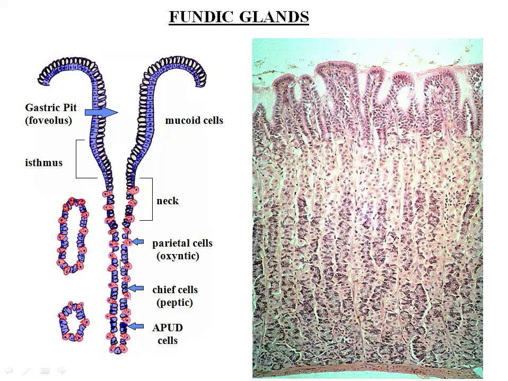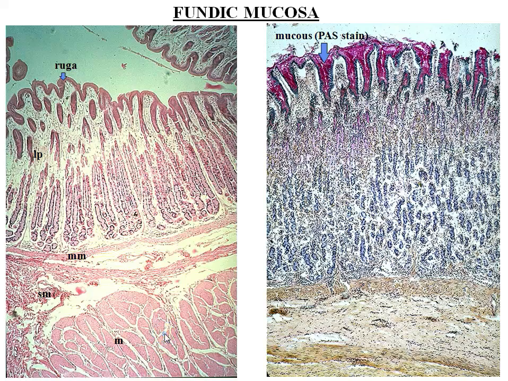Below the neck portion there are enteroendocrine cells, chief cells, and parietal cells or oxyntic cells. They are responsible for the production of HCl. Chief cells or peptic cells are responsible for the production of pepsinogen, which in the presence of HCl converts into pepsin. Then these APUD cells are responsible for triggering the secretion of the peptic and oxyntic cells. They are basically the endocrine cells responsible for the secretion of gastric juices in the stomach.